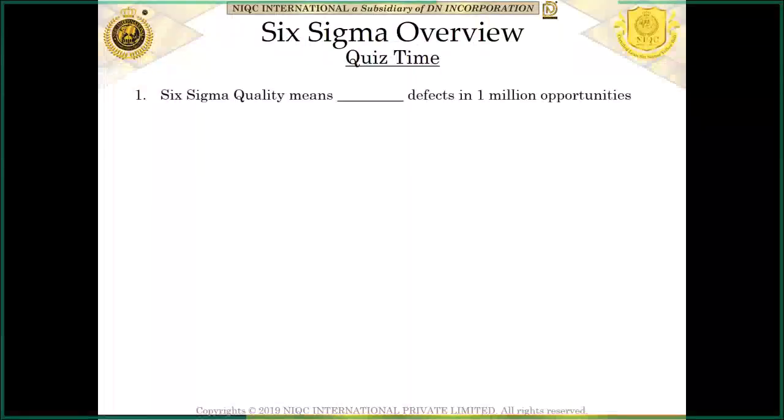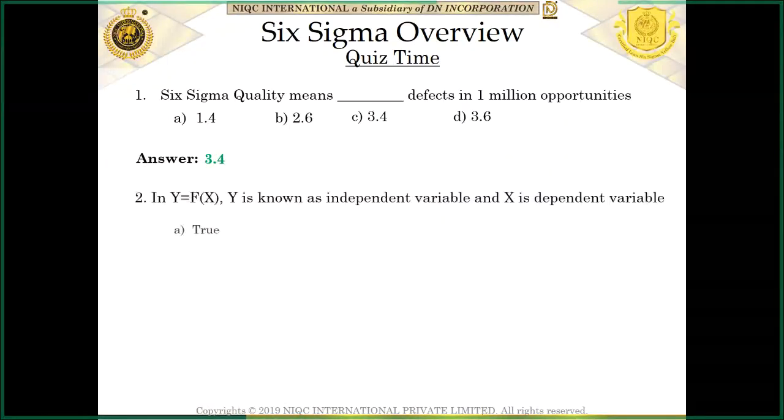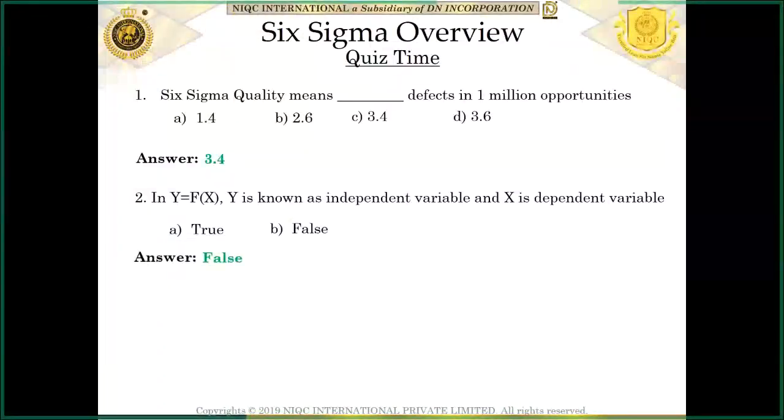Now I have a few questions. Let's see who wants to answer first. Six Sigma quality means how many defects in 1 million opportunities? 3.4. Superb. Good. Y equal to f(X): Y is known as independent, X is dependent. This is false. Y is dependent, X is independent.